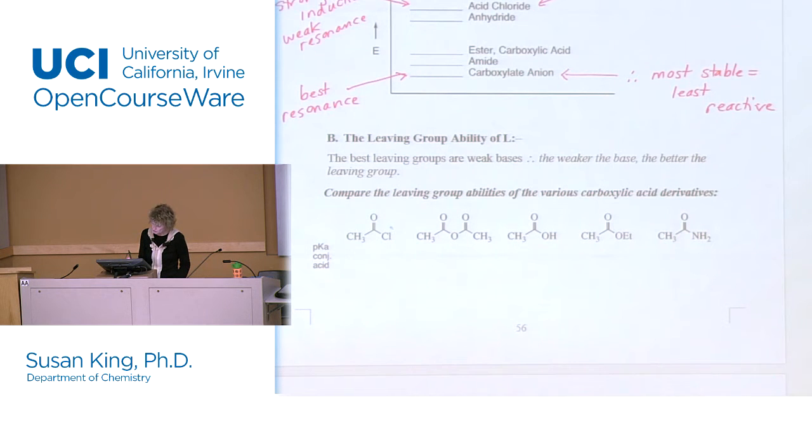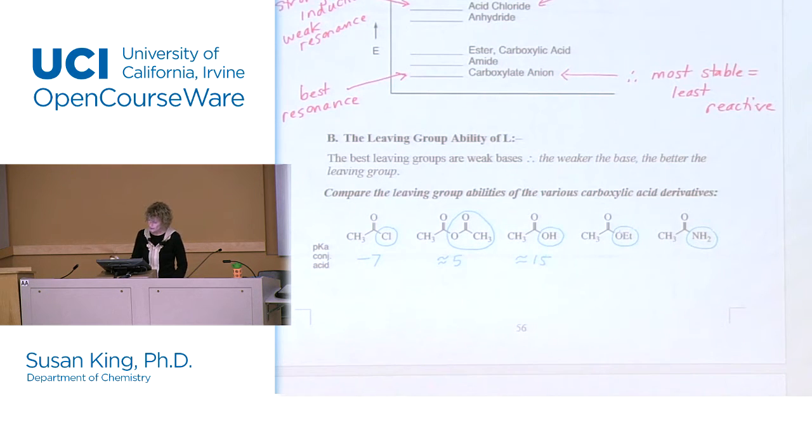So how do we measure leaving group ability, weakest base? So we look at the pKa of the conjugate acid, right? So here are our leaving groups. I'm going to circle all of them. Hydroxide, ethoxide, NH2 minus, Cl minus, okay? The pKa of the conjugate acid here would be HCl, that's -7. The pKa of this conjugate acid, that would be just acetic acid. We know that's about 5. For the leaving group ability of hydroxide, the pKa of the conjugate acid, water, is about 15.